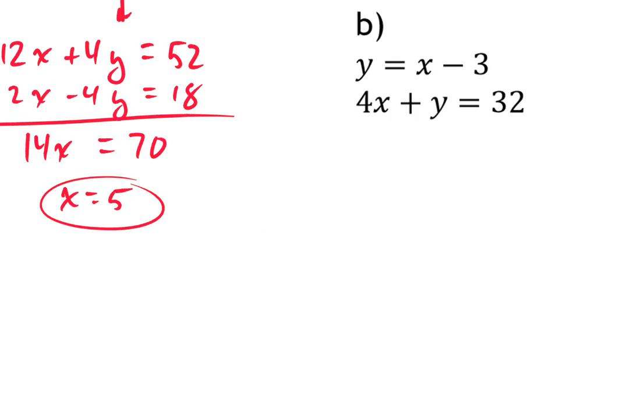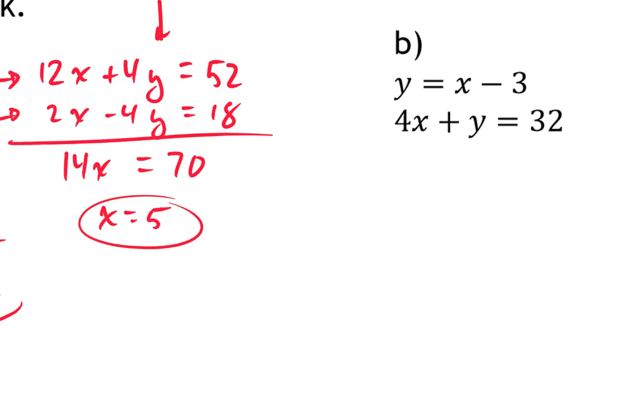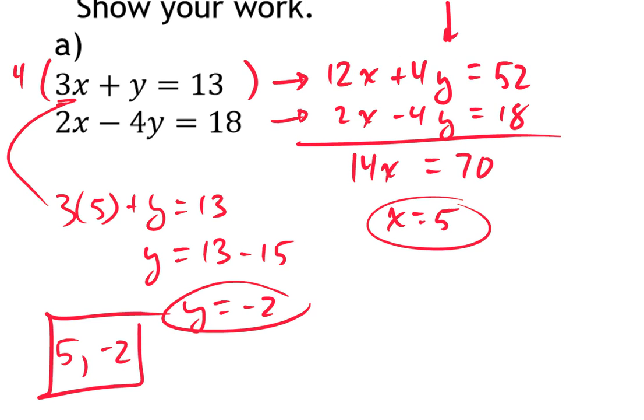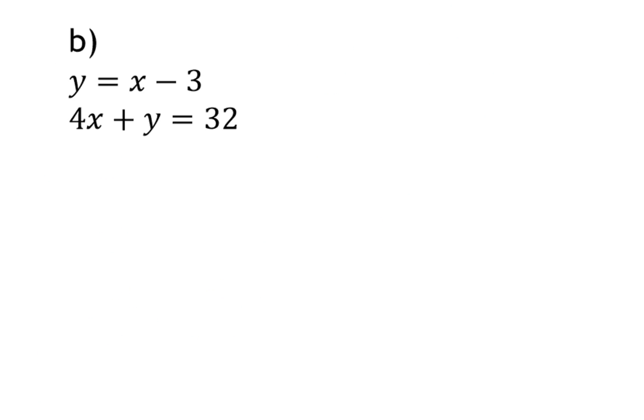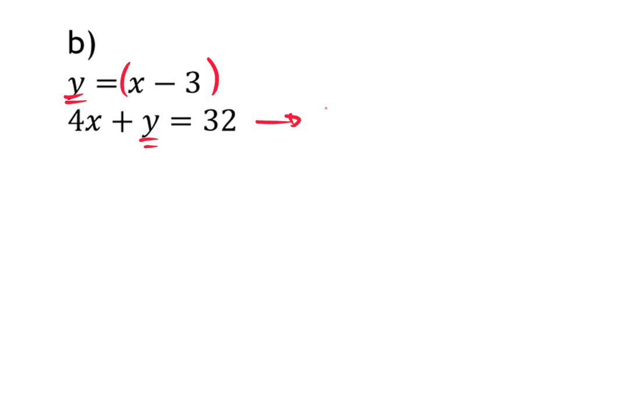The second one is a great candidate for substitution. The reason I chose to substitute is that this thing I've just placed in parentheses is equivalent to y. So I'm going to take this x minus 3 and substitute it into the second equation. So the second equation becomes 4 x's plus a y, playing the part of y is x minus 3, and that equals 32.